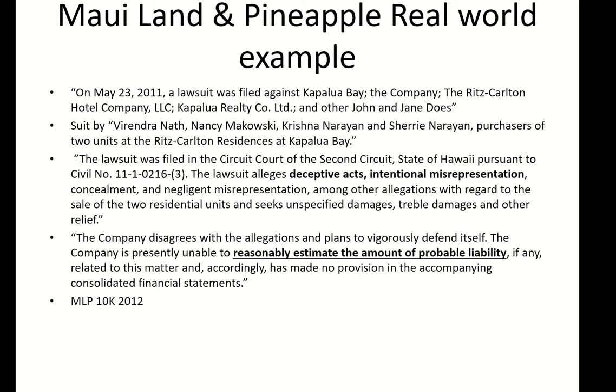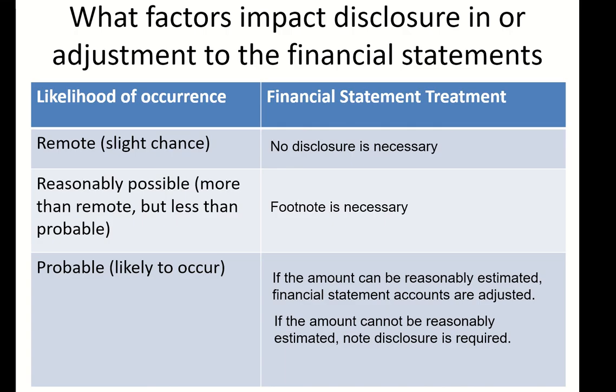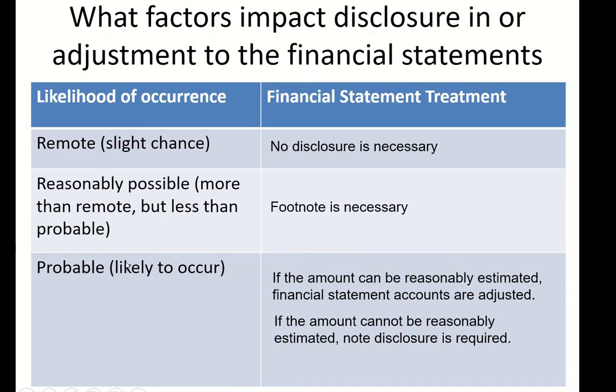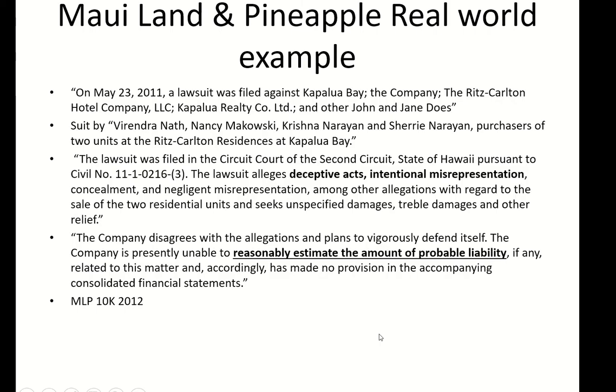So in this example, on this audit that I was on, do you think it was remote? Do you think it was reasonably possible? Or do you think it's probable? And then you can kind of see what happened. They said it's unable to reasonably estimate it. So if you can't reasonably estimate it, you should disclose it. And this was a disclosure in their footnote.